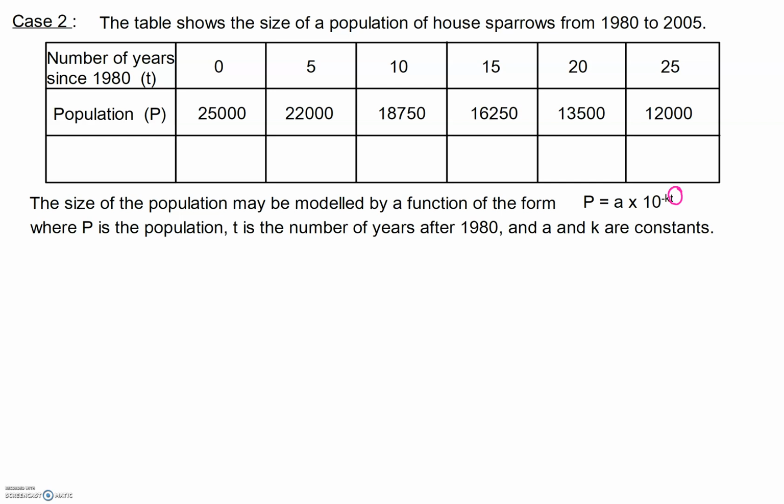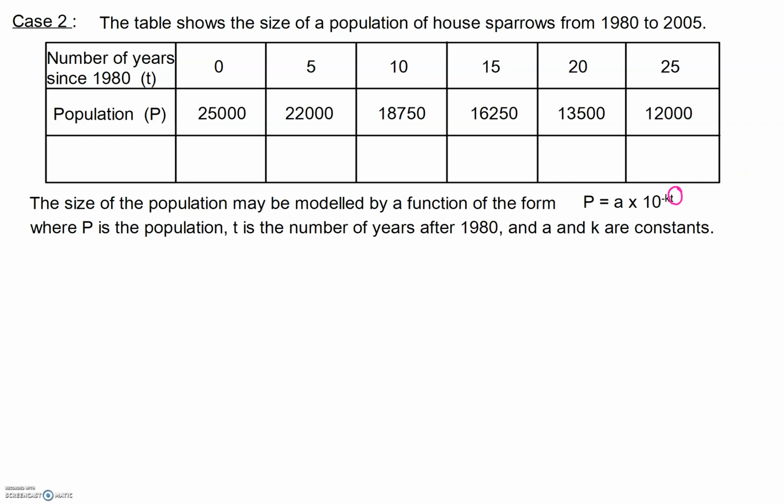The number of years since 1980 is the variable t, and that's given at 0, 5, 10, 15, 20 and 25. And the population of house sparrows, p, you can see has decreased over the 25 years from 25,000 down to 12,000. There is a third row, and the question is, do we need to work out log to the base 10 of t, or log to the base 10 of p, or both?